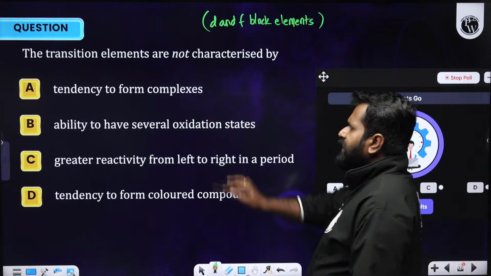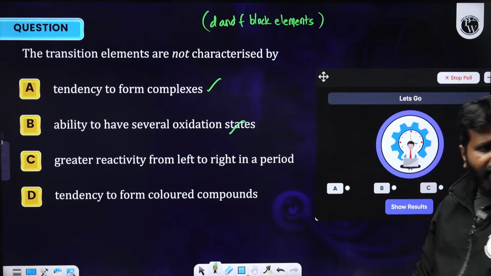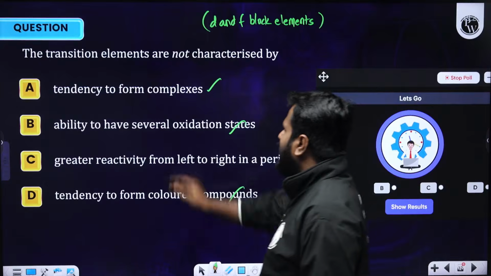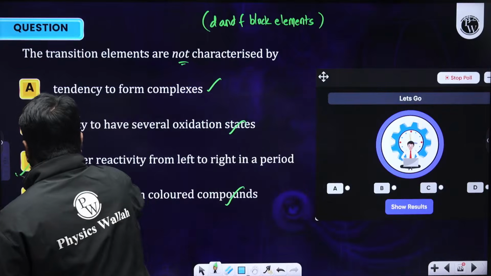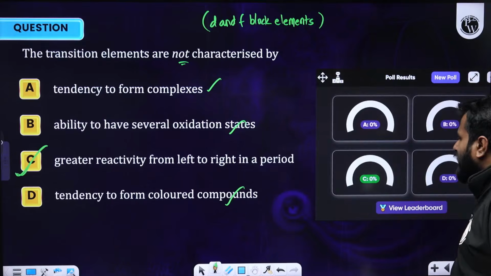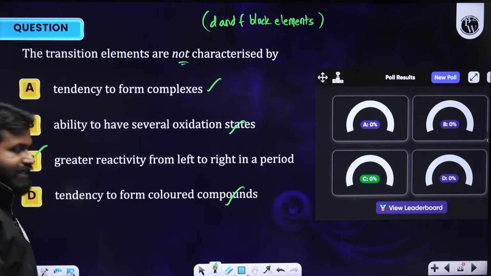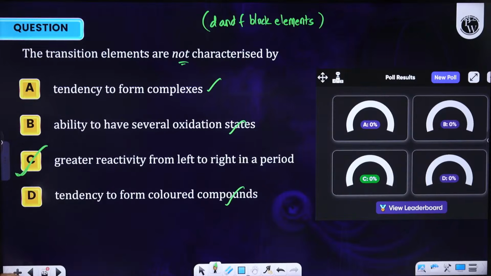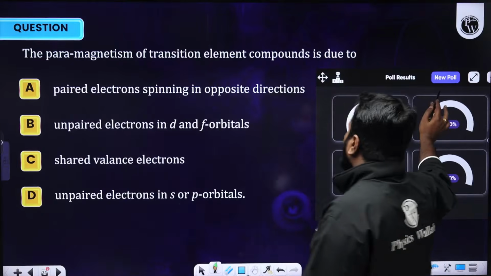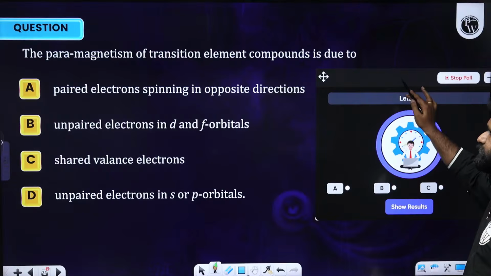We know very well it has the ability to form complexes, several oxidation states, exactly chromium, manganese, and the tendency to form colored compounds. So which is not characterized by? Option C is the correct answer. The balance, all those three options, are characteristics of D block elements. So option C is the right answer.